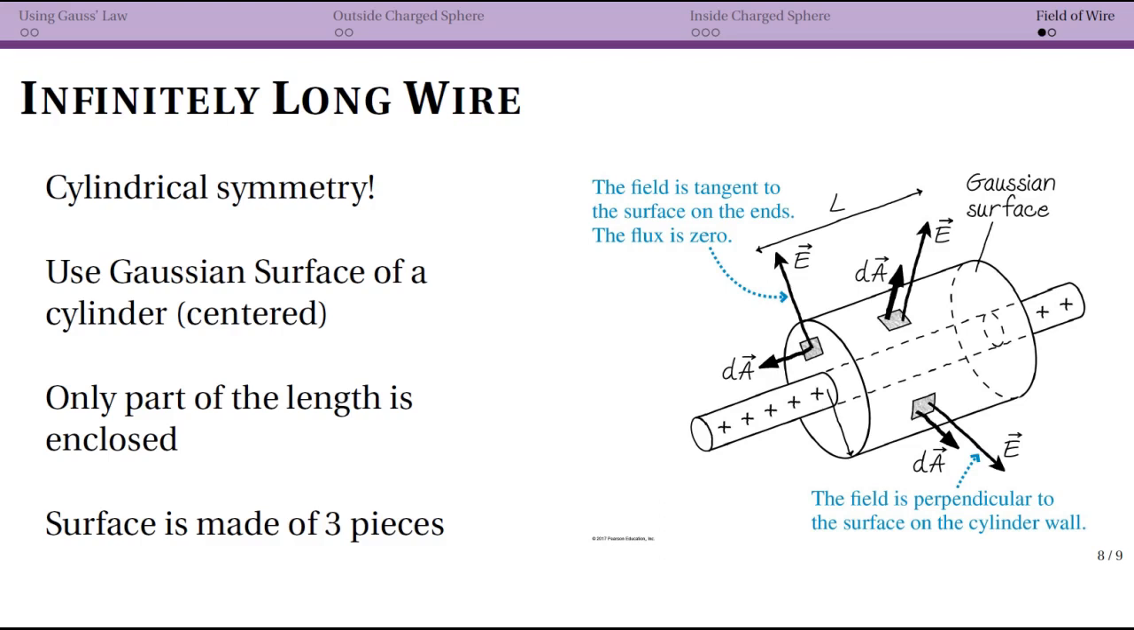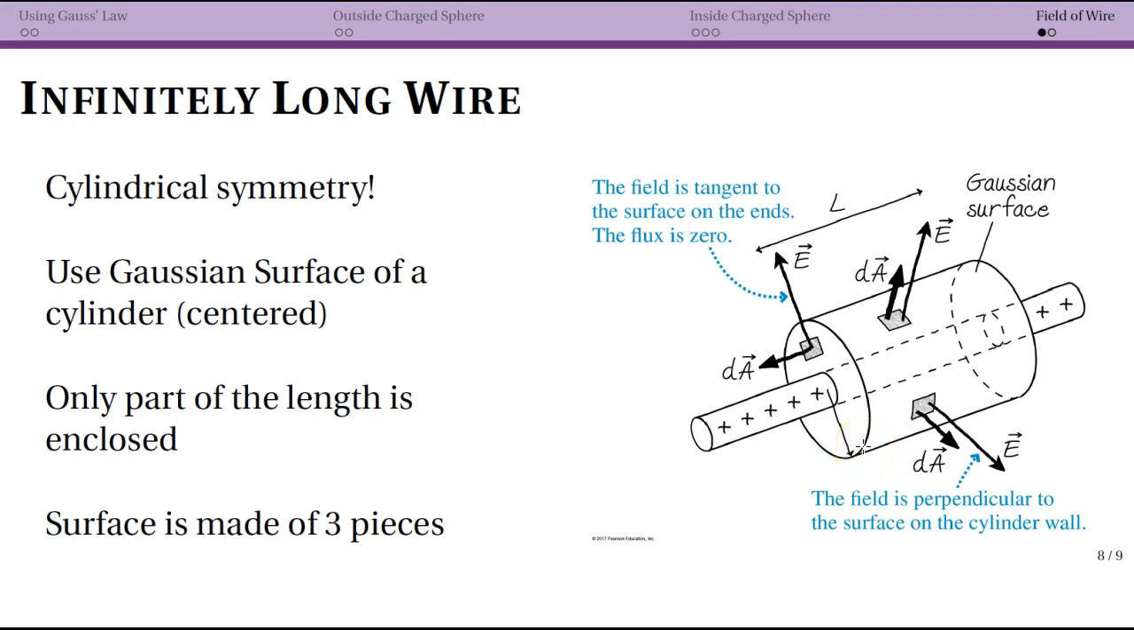The last example we're going to look at is the field from an infinitely long wire. One thing I'll say is it doesn't truly have to be infinite. It could just be really, really long, as long as it approximates to be infinitely long. So we're going to look at this and see that this has a cylindrical symmetry in our charge distribution, i.e. there's a translational symmetry and there's a rotational symmetry along one axis.